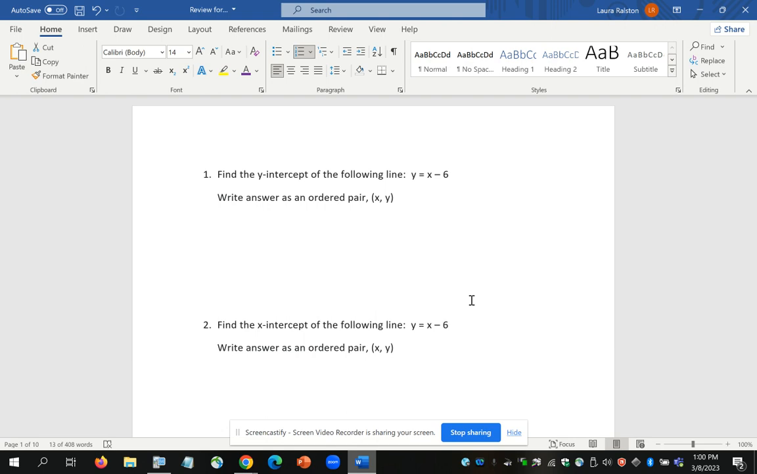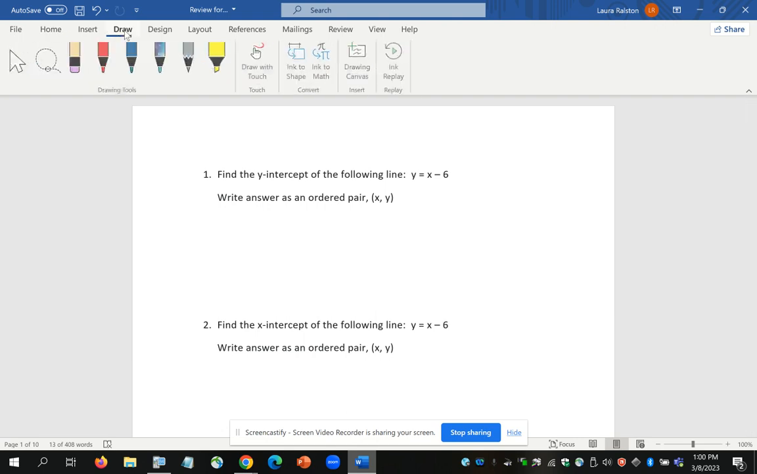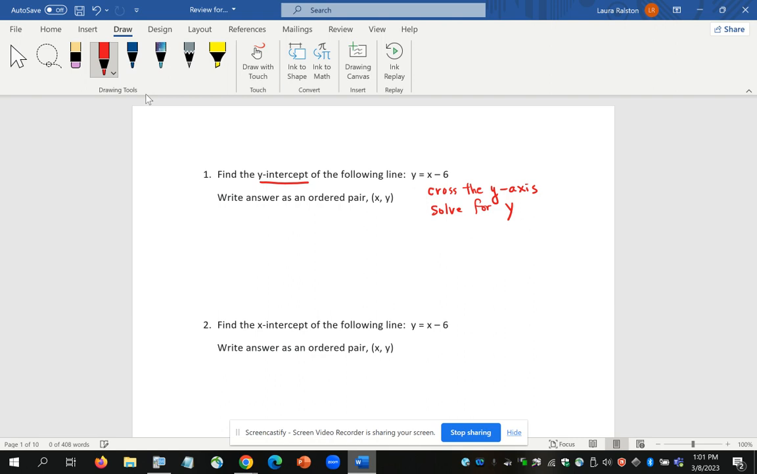We begin with the first question that says, find the y-intercept of the line y equals x minus 6. Write your answer as an ordered pair. So we're looking for the y-intercept. The y-intercept is where the graph of the line would cross the y-axis. And so you're ultimately trying to solve for y. So we have to let the x value be 0.